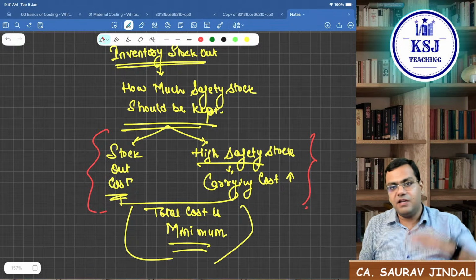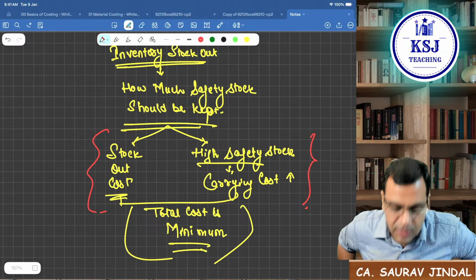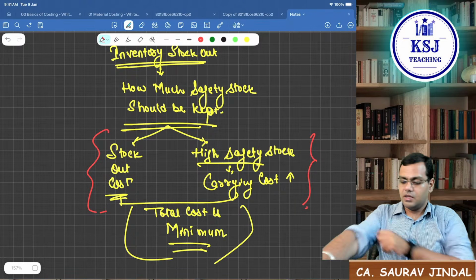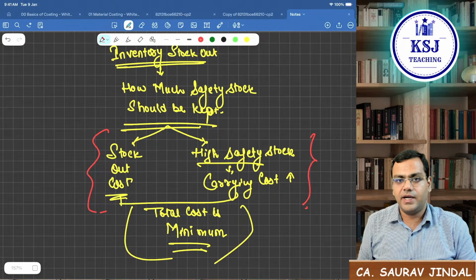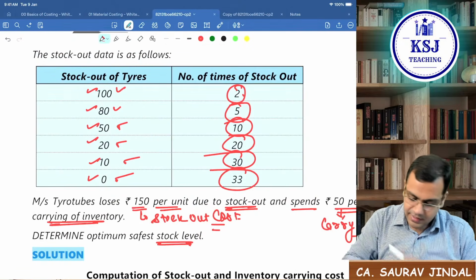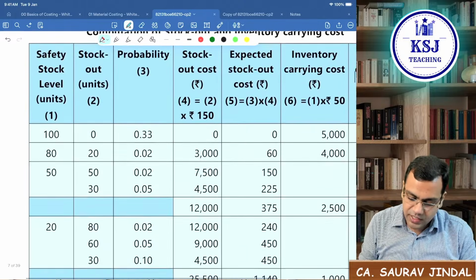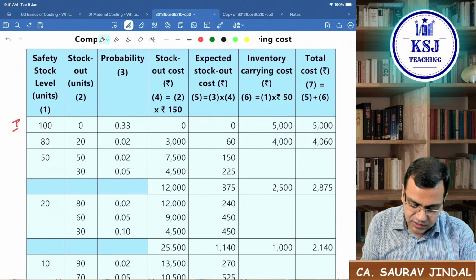We will add up the costs for the different safety stock levels. If we have a safety stock of 100 units, what is the total of my stock out cost and my carrying cost? This is what I have to calculate now. Okay, sir, let's take the first scenario. The first scenario is if you keep 100 units as a safety stock.